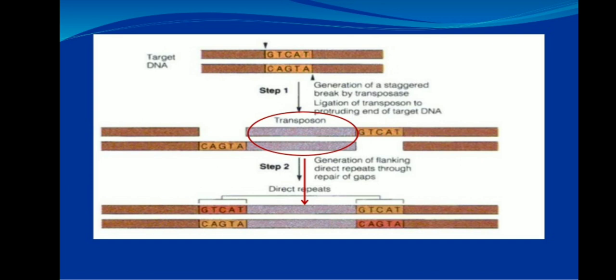Here you can see the generation of a staggered break by transposase, ligation of the transposon to the protruding ends of the target DNA, and thus the generation of flanking direct repeats through the filling of the gaps.